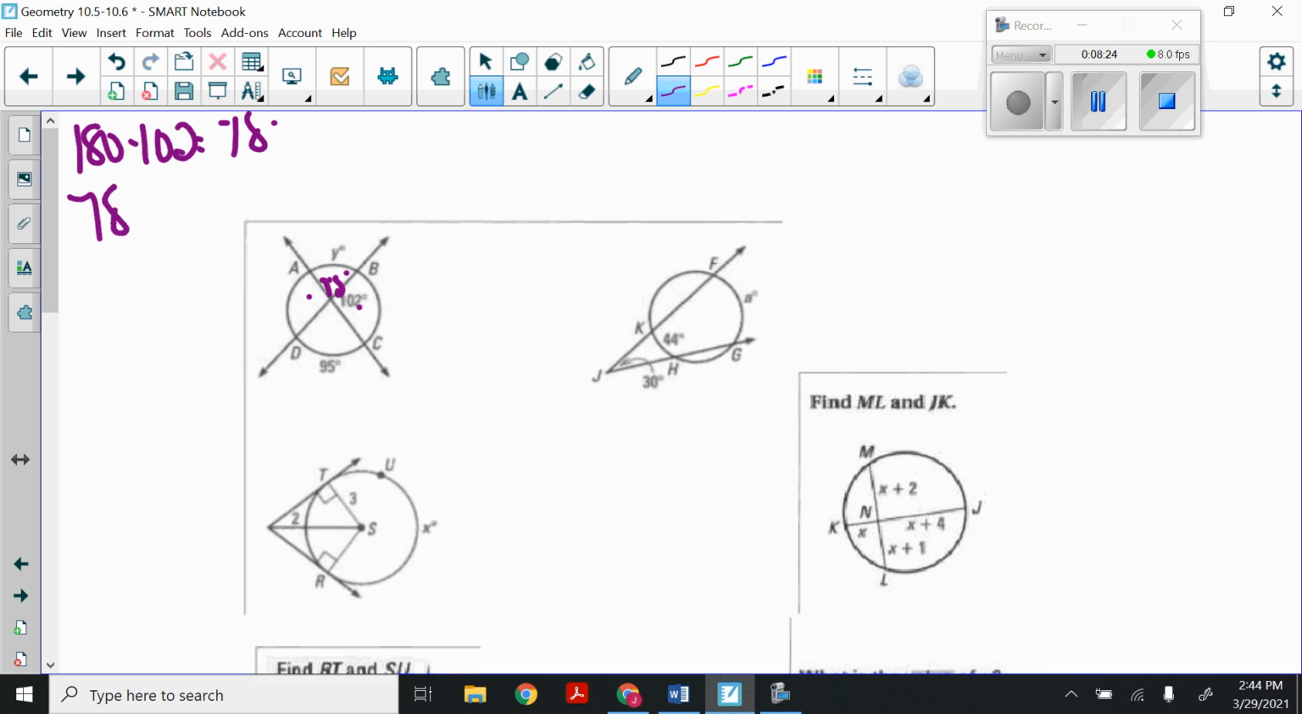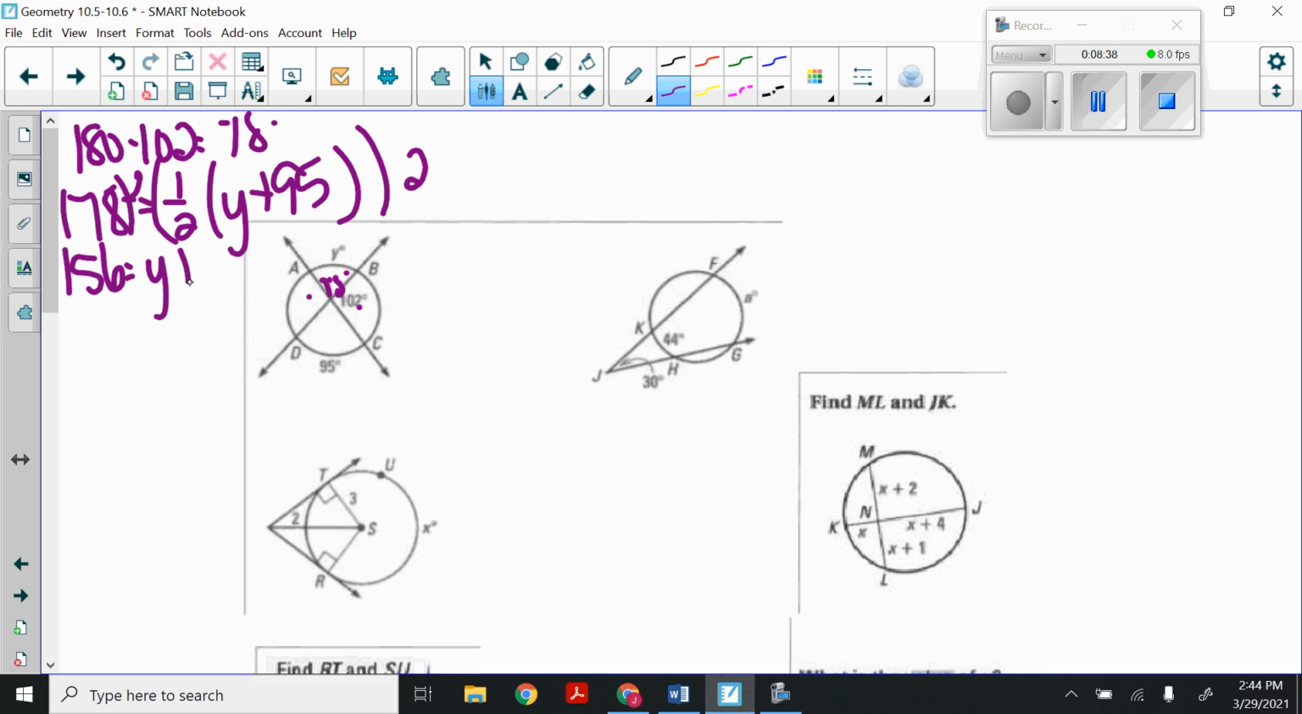So I know 78 is half of y plus 95. I can go ahead and get rid of my 1/2, multiply everything by 2. So then I have 156 equals y plus 95. So y is equal to 61 degrees.